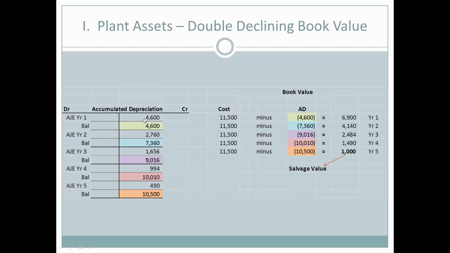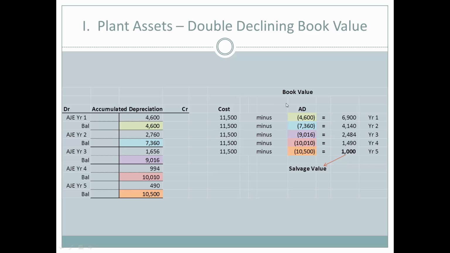So let's look at this. Our accumulated depreciation, we have $4,600 in the first year. Our depreciation for the second year was $2,760. So our balance in accumulated depreciation is $7,360. Our third year depreciation was $1,656. So our balance in accumulated depreciation at the end of the third year is $9,016, and so forth and so on.